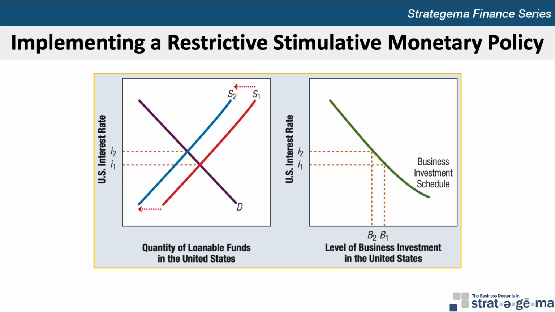This reflects an inward shift of the supply curve from S1 to S2, as shown in the graph on the left. Given the inward shift in the supply curve for loanable funds, the quantity of loanable funds demanded exceeds the quantity of loanable funds supplied at the original interest rate level I1. In turn, the interest rate will increase to I2, the level at which the quantities of loanable funds supplied and demanded are equal. The higher interest rate level increases the corporate cost of financing new projects and therefore causes a decrease in the level of business investment from B1 to B2 in the graph on the right. As economic growth is slowed by this reduction in business investment, inflationary pressure may be reduced.